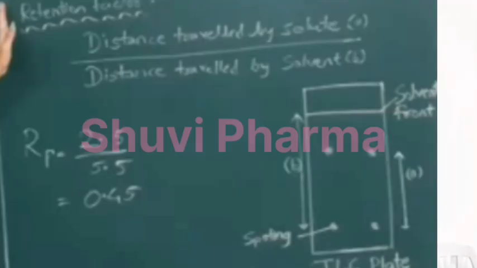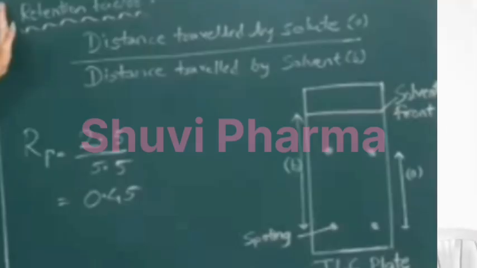The retention factor is calculated as the distance traveled by the solute divided by the distance traveled by the solvent. This diagram explains exactly what the distances are. Here the spotting was done over the plate, and up to this point the plate was run. So this is your solvent front. The distance from the spot to the solvent front is B, the distance traveled by the solvent, and A is the distance traveled by the solute, that is your sample.